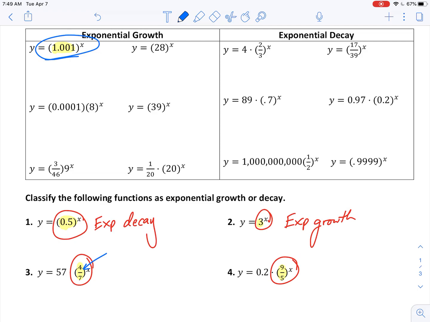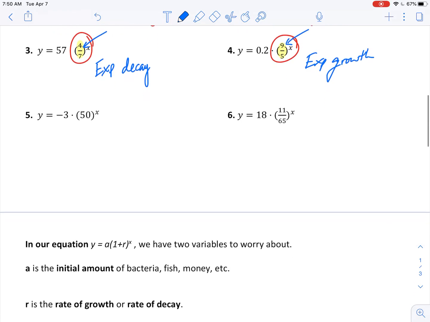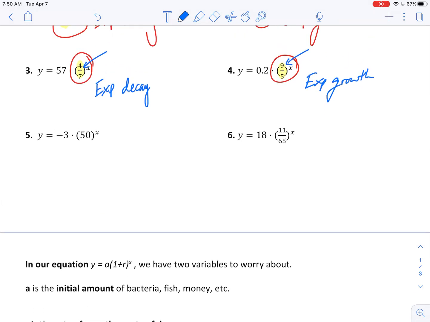Now 4/7, if I type that into a calculator to check my decimal, 4/7 is going to be smaller than 1. And the way I can tell that here is my numerator is smaller than the denominator. So 4/7 is smaller than 1, so this is exponential decay. And here 9/5 is going to be bigger than 1 because 9 is bigger than 5. So this would be exponential growth.